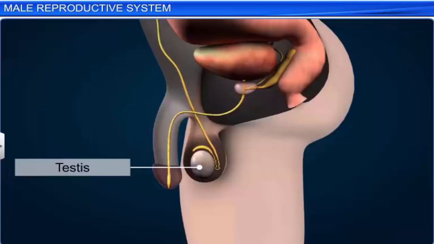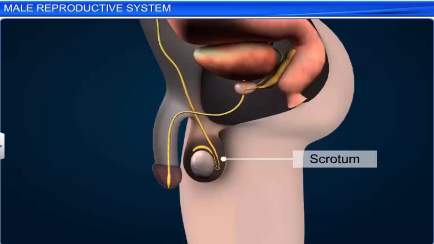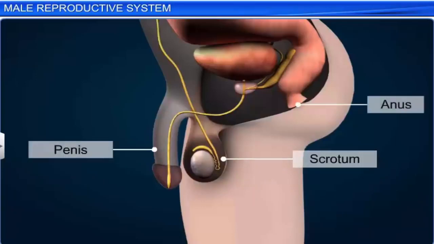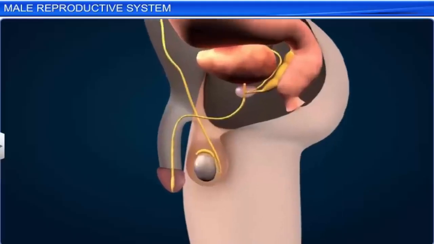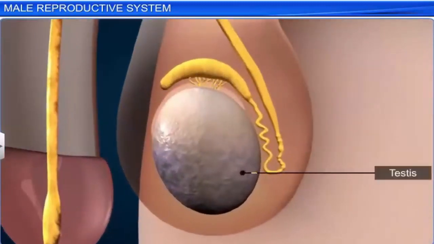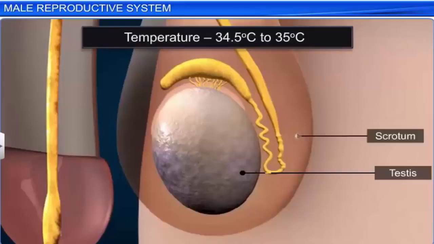The testes are covered by a sac-like protuberance of skin and muscles called the scrotum. The scrotum lies between the penis and the anus. The testes need to be at a temperature of 2 to 2.5 degrees less than the body temperature to produce sperms. Hence, the scrotum is outside the body and has a temperature lower than the body.